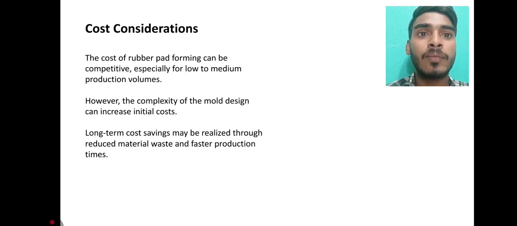Cost considerations. The cost of rubber pad forming can be competitive, especially for low to medium production volume. However, the complexity of the mold design can increase initial costs. Long term cost savings may be realized through reduced material waste and faster production times.